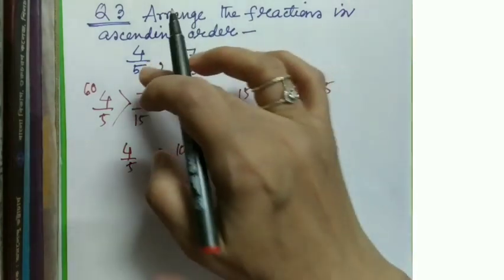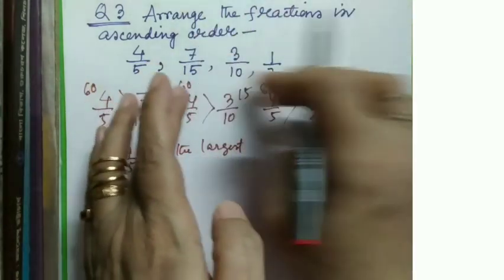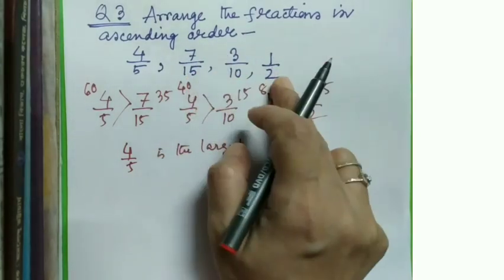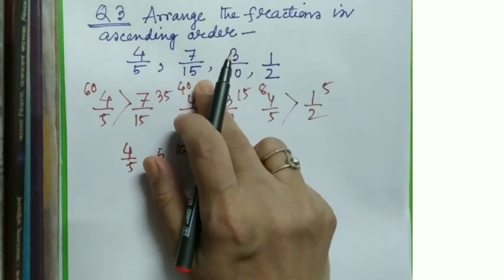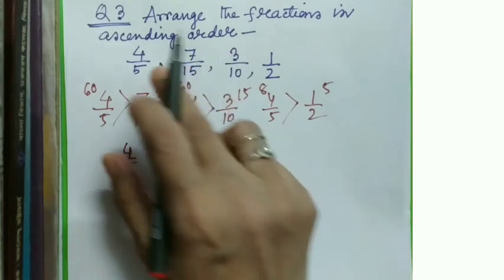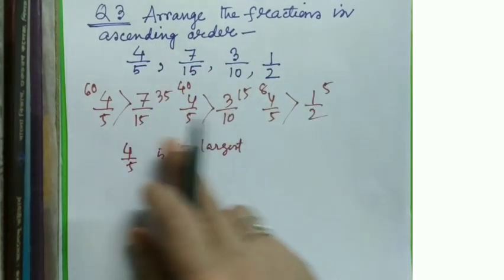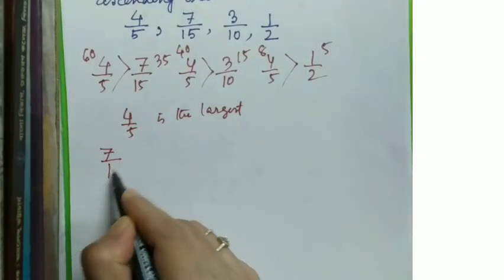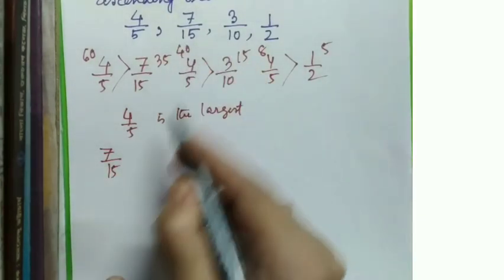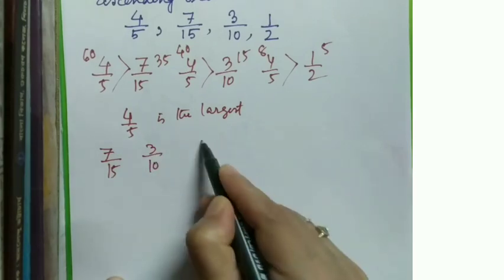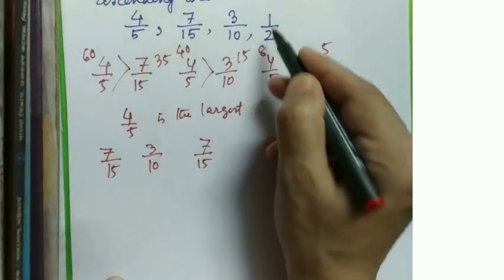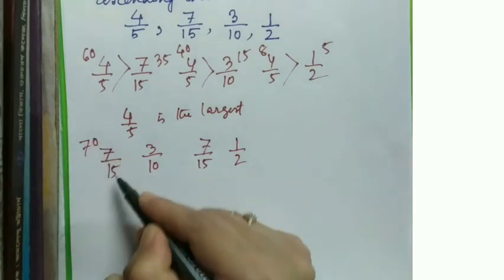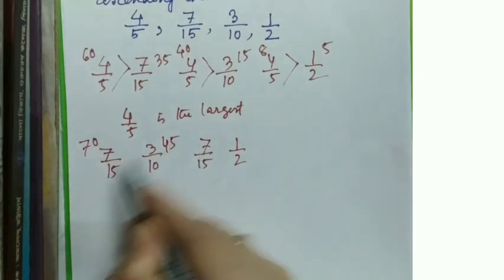So we have found that 4 by 5 is greater than all these three fractions. Now I am going to compare this 7 by 15 with the remaining two, because we won't have to compare 7 by 15 again with 4 by 5 as it's already done. So I am writing here 7 by 15 and then 3 by 10. Again 7 by 15 with half. Now you see 7 tens are 70, 15 threes are 45. Which one is greater?